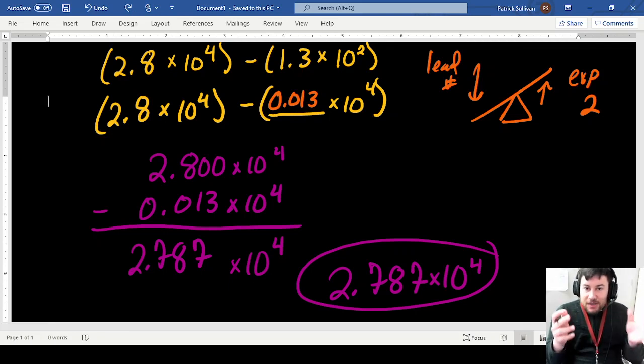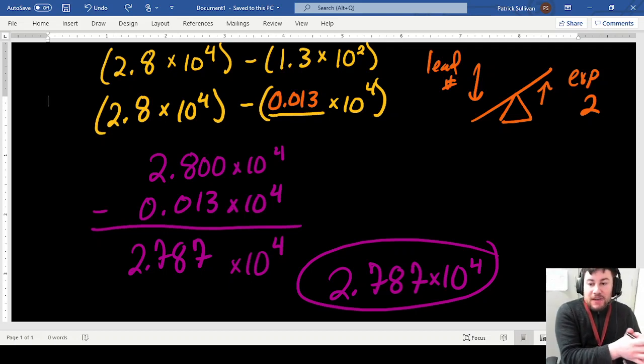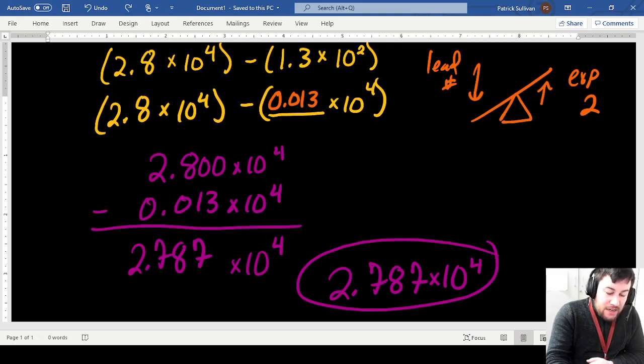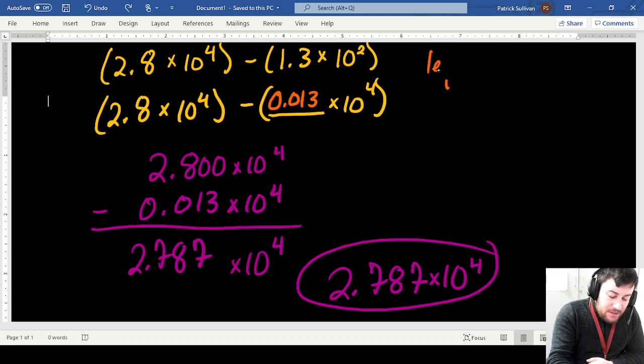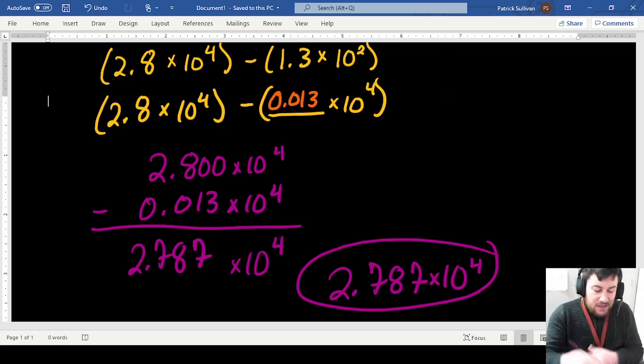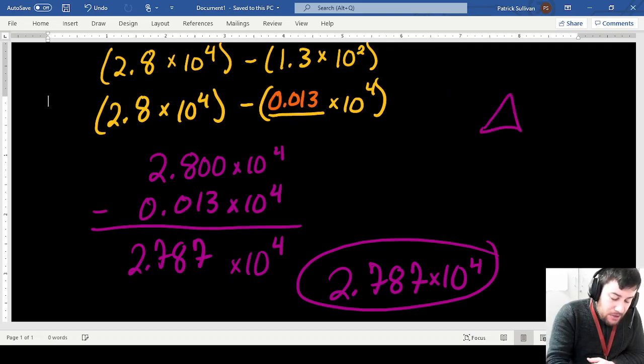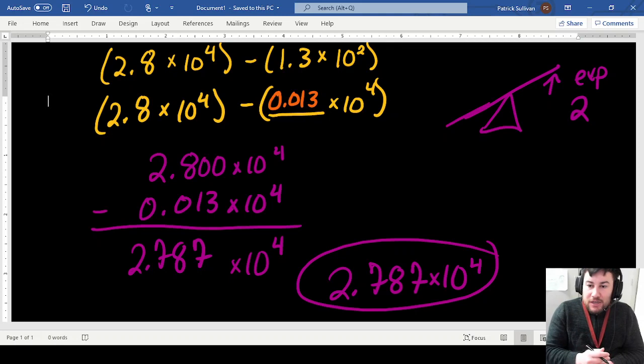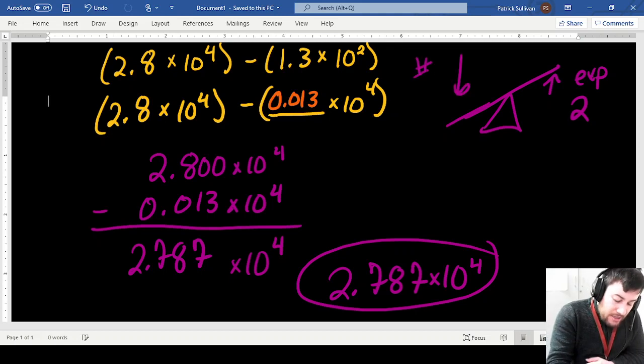I know my first step, got to get my exponents to match. I want to make it so that my smaller exponent matches my greater exponent. So in this case, I wanted the 2 to become a 4. And now this is the only, I don't want to say tricky part, but this is really the only part that's kind of the heavy lifting. When you have 1.3, and I'm going from a 10 to the second to 10 to the fourth, well, I increased my exponent by 2. Again, we went up by 2. So then I need to decrease my lead number by 2 decimal places.